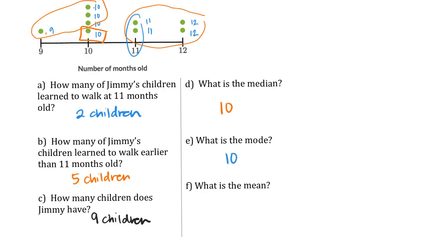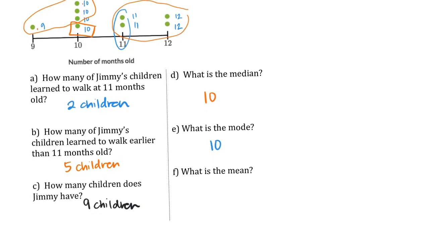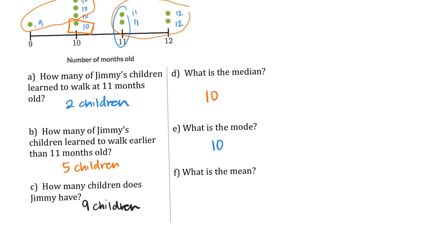Okay, what's the mean? There's not really a good way to find it. So I have to add these all up and then divide by the number of children. Okay, so let me see. When I add this up, there's 9 here, 9 months old, plus 4 of them have 10. So I'm going to do 4 times 10, which is 40. 2 of them have 11, so that's 22. 2 of them were 12, so that's 24. So the mean is going to be 95 divided by his 9 children.